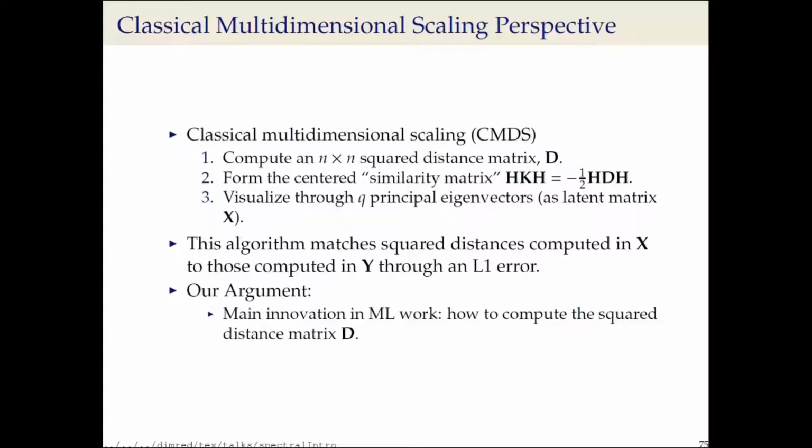So this algorithm we've been working on is: compute the n by n squared distance matrix, form the centered similarity matrix, HKH, and visualize through the Q principal eigenvectors as the latent matrix X. This is matching the squared distances computed in X to those computed in Y through an L1 error. There are other interpretations of what it's doing, but it's the one I happen to have presented. The main motivation in most work in ML is how to compute this squared distance D, it turns out. They're all just variations on that.